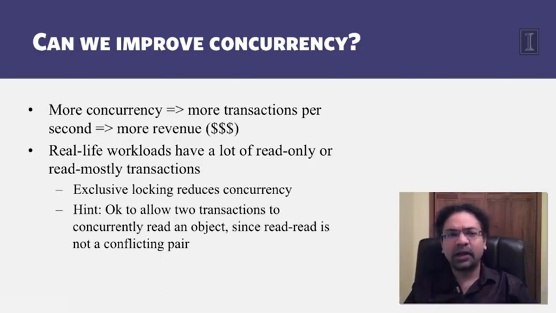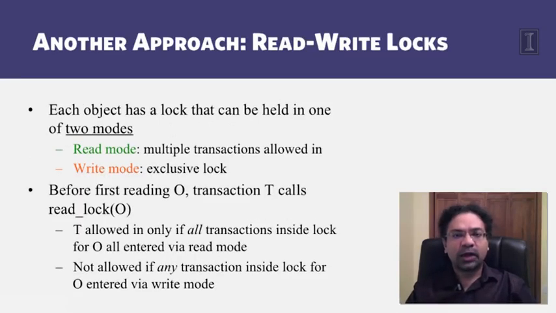As you've already seen, read-read conflicts on the same object are really not conflicts at all because they return the same values no matter what order they're executed in. So the key here as we go forward to the next approach is that it's okay to allow two transactions to concurrently read an object because read-read is not a conflicting pair. But when writes come in, you need to be more careful. So that's the next approach, which allows two different types of locks on an object.